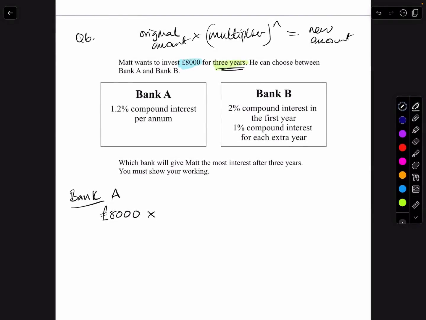So what's my multiplier for Bank A? If it's 1.2%, I'm going to do 100 plus 1.2. I'm just going to quickly show this to anyone who doesn't know how to find multipliers. All I'm doing is adding to 100% the 1.2% which is what the bank's giving me, and then this is the amount. To get a multiplier, I divide that by 100. So that will be 1.012. So my multiplier here will be 1.012 to the power of how long he is doing it for, 3 years.